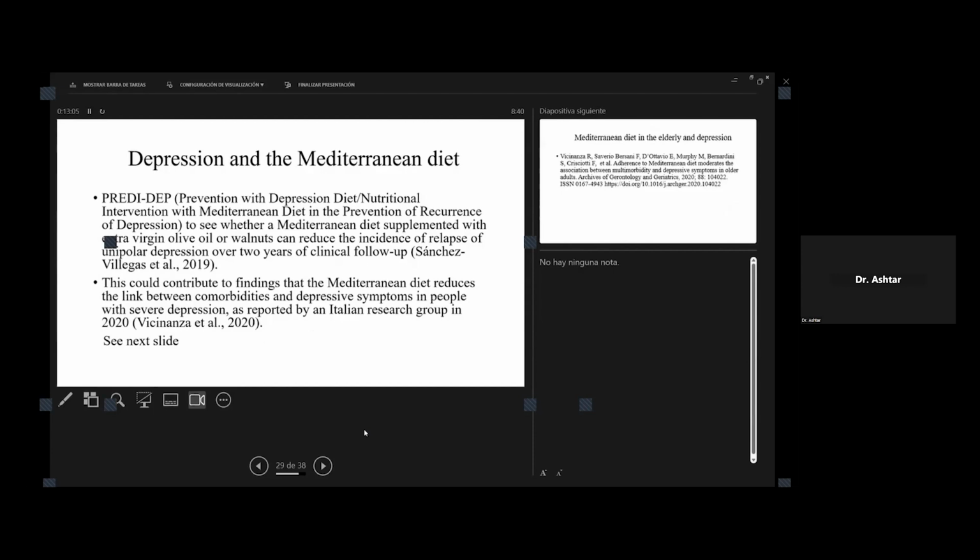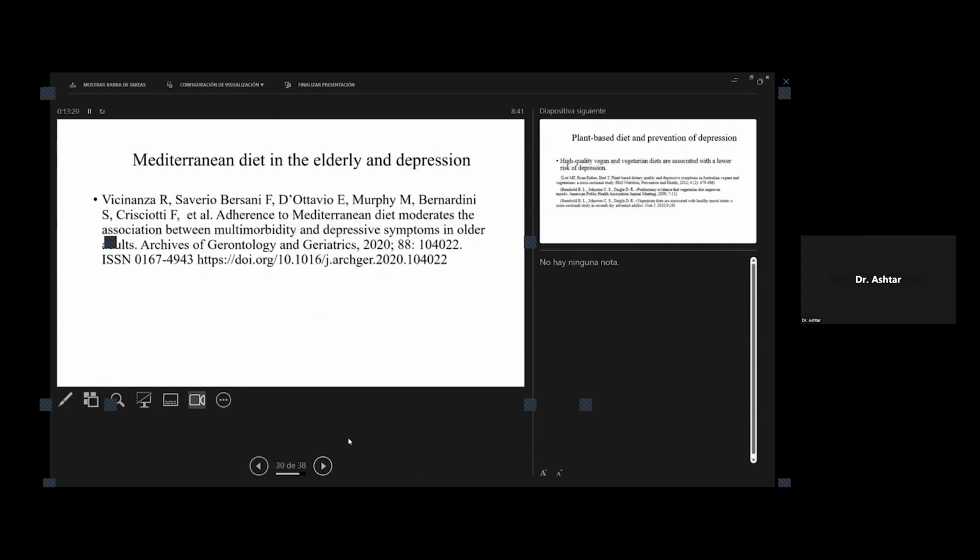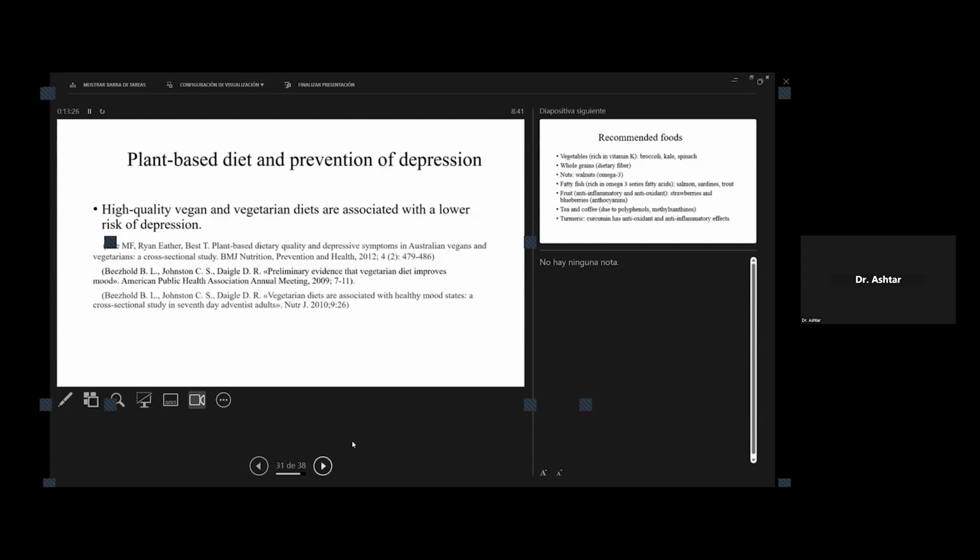This could contribute to findings that the Mediterranean diet reduces the link between comorbidities and depressive symptoms in people with severe depression, as reported by an Italian research group in 2020. Mediterranean diet in the elderly and depression. Plant-based diet and prevention of depression. High-quality vegan and vegetarian diets are associated with a lower risk of depression.